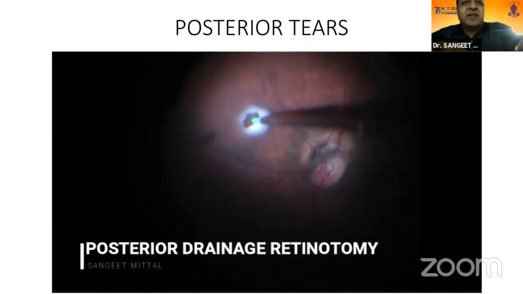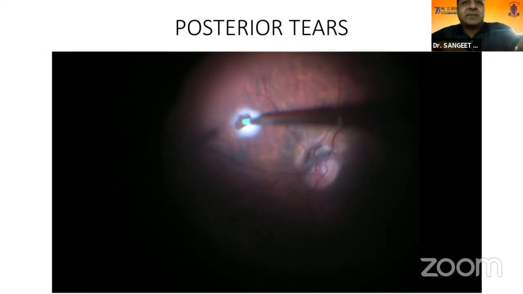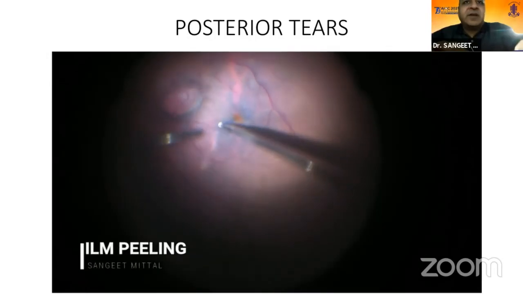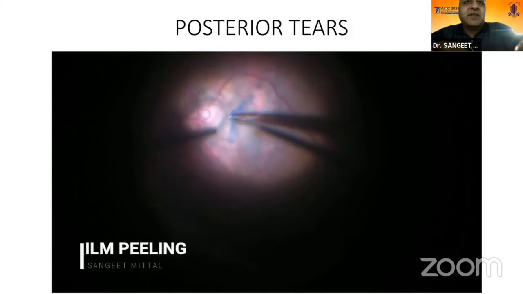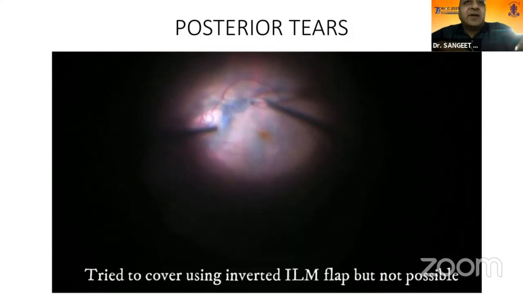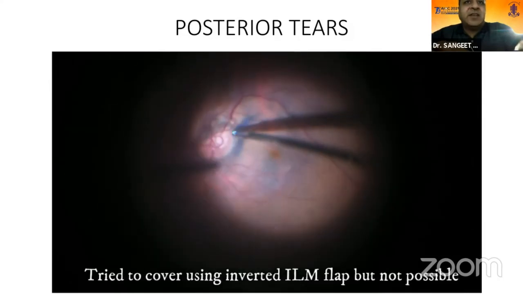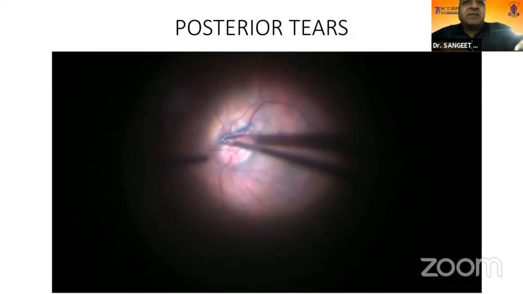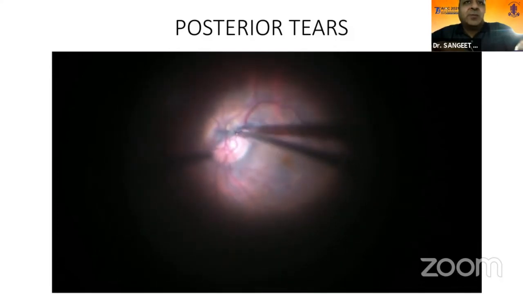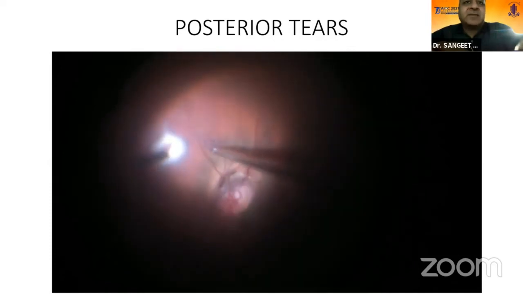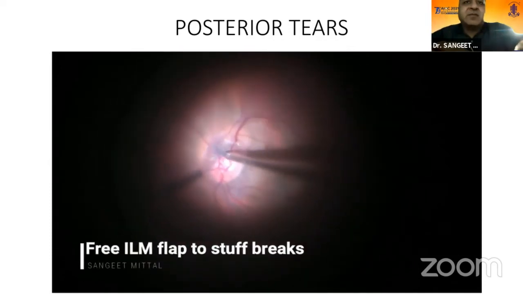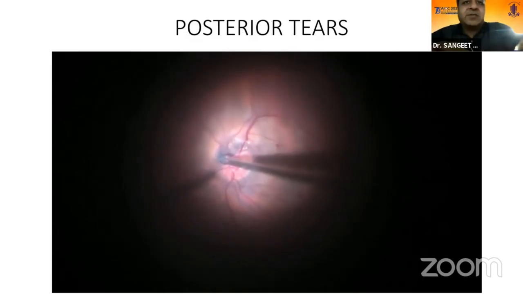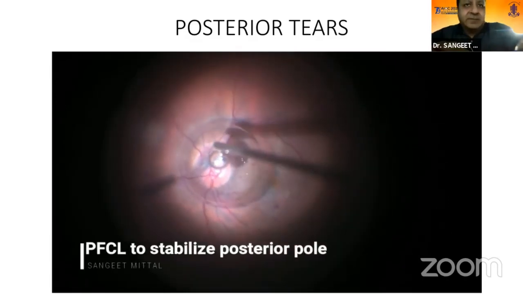So once we settle the retina, doing a drainage retinotomy, we tried to cover these tears with the ILM flap, but unfortunately the flap was not reaching up to the tears. And we had to use this pre-flap technique to plug these tears, and just remove the ILM flap and just plug these micro holes in the ILM flap.